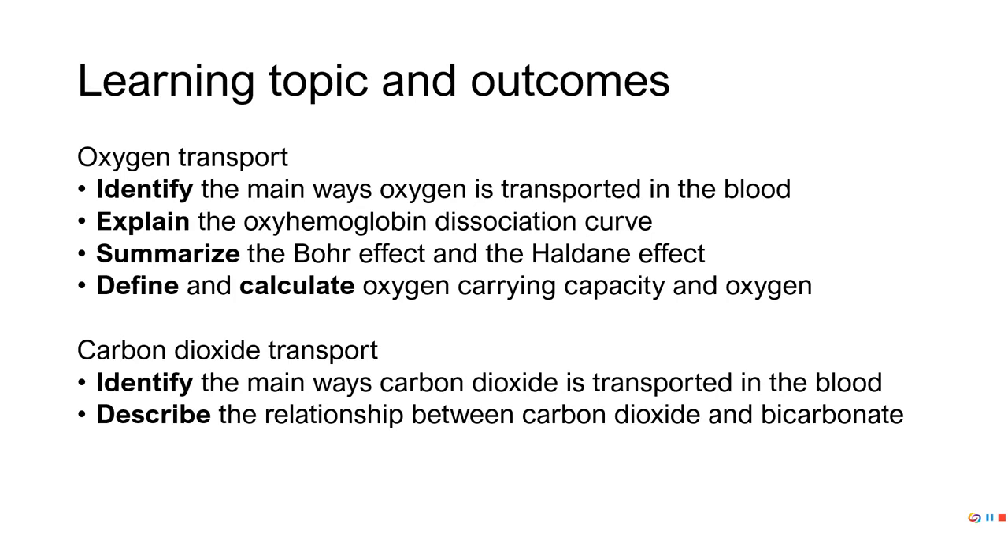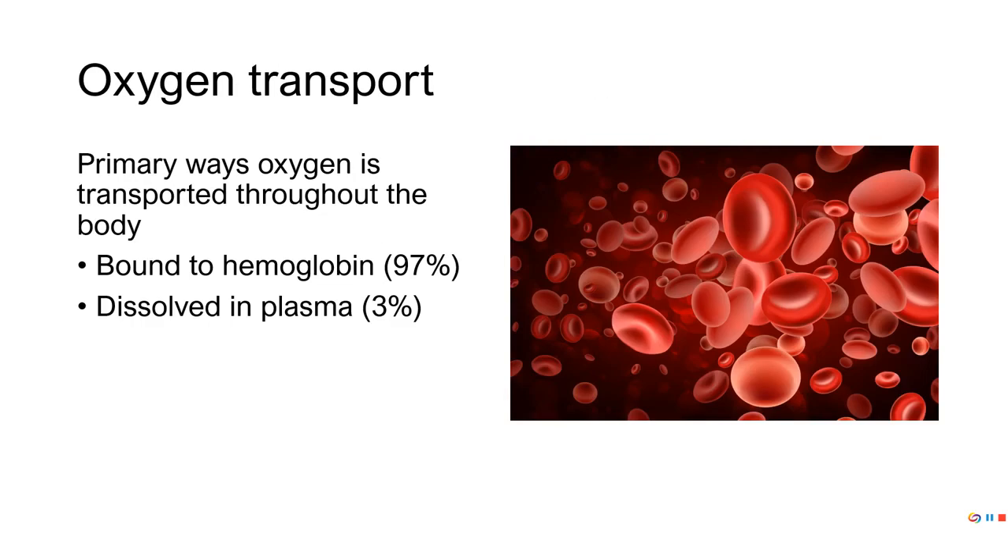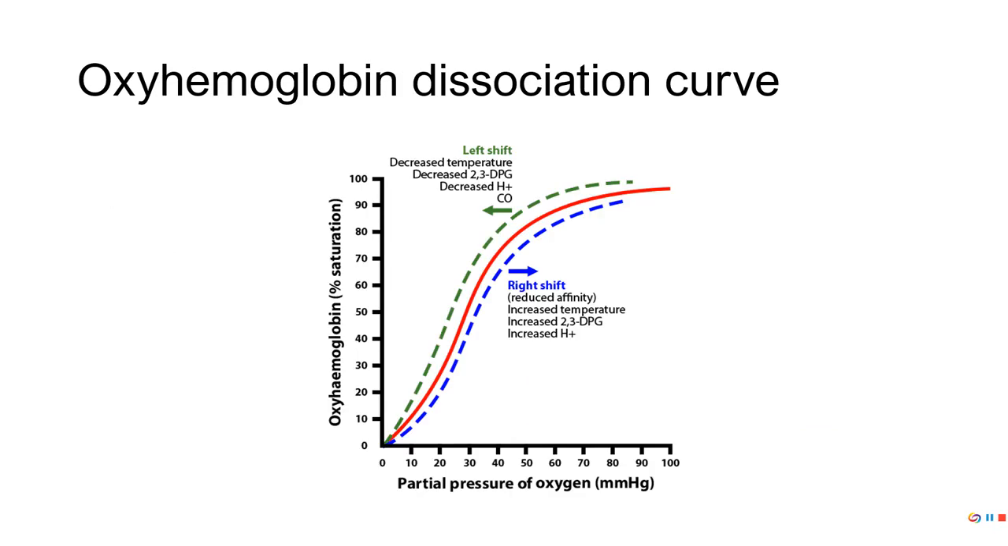So if you remember, we transport oxygen 2 ways in our bloodstream. Overwhelming majority is bound to hemoglobin, the rest is dissolved in plasma. Now we can see the relationship between the amount dissolved in plasma and the amount bound to hemoglobin, or hemoglobin saturation. We've got the oxyhemoglobin dissociation curve. So partial pressure of oxygen on the x-axis, which corresponds to the amount dissolved in plasma. And then the percent saturation, which corresponds to the amount bound to hemoglobin.